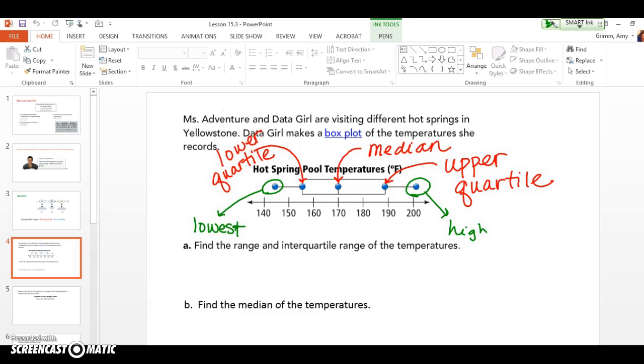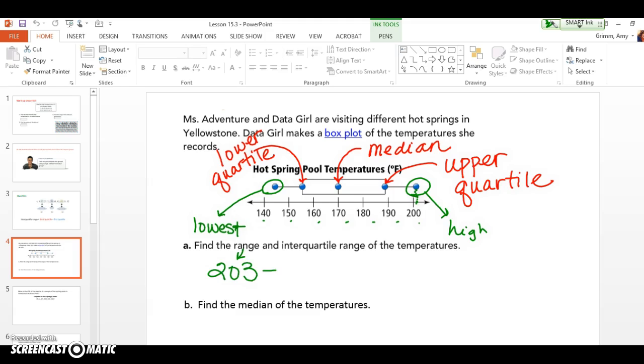Okay, so this says find the range and interquartile range. How would I find the range? Take the 200 minus 140. When I look at it, it looks like slightly over 200. Would you agree? So what do you want to estimate that at? What do these count by? Tens. So that can't be over 210. 202, 203-ish. Okay, we'll go with 203.